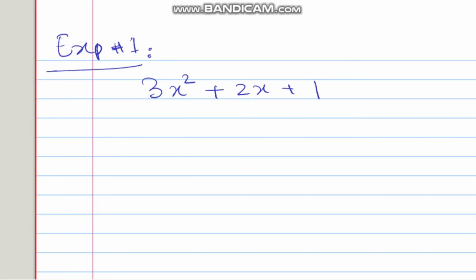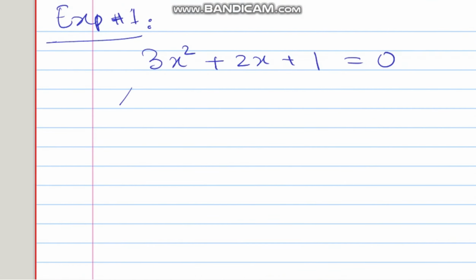on this formula. Now I am writing the question for you. Example number one. So I will write the quadratic equation 3x square plus 2x plus 1 is equal to 0. This is the quadratic equation. Now, we have the standard equation ax square plus bx plus c.